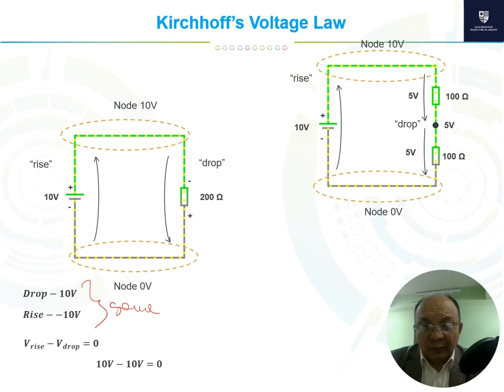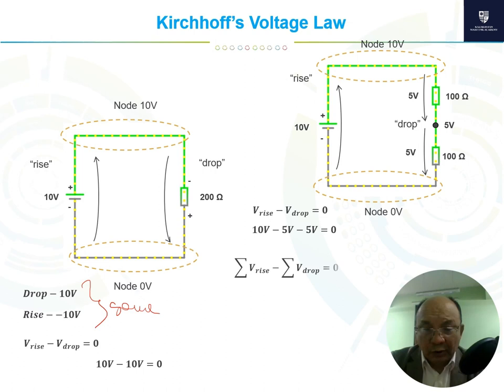Now we can also use this equation: 10 volts minus voltage drop 5 volts and 5 volts equals 0. Or we can write down the final equation: the sum of voltage rises minus the sum of voltage drops equals zero. And this is Kirchhoff's voltage law for the circuit. And it also has a simpler, shorter equation.